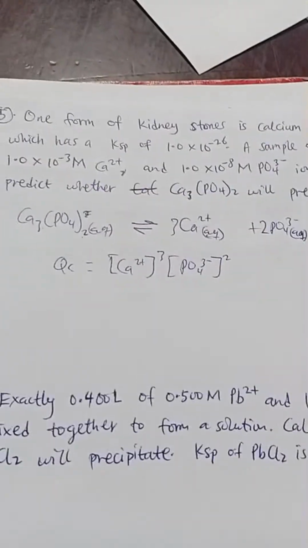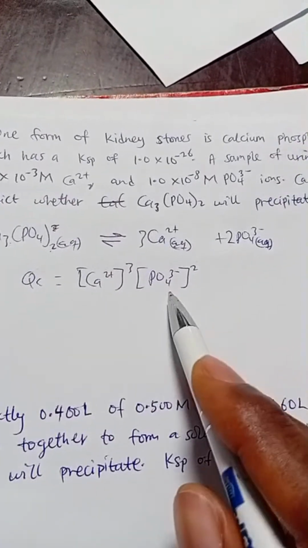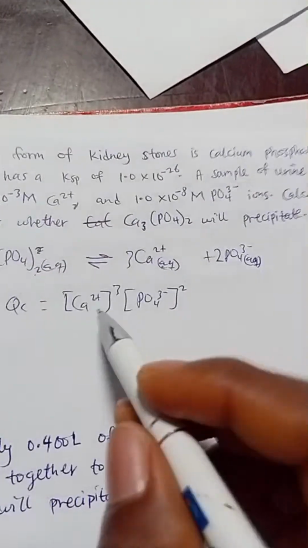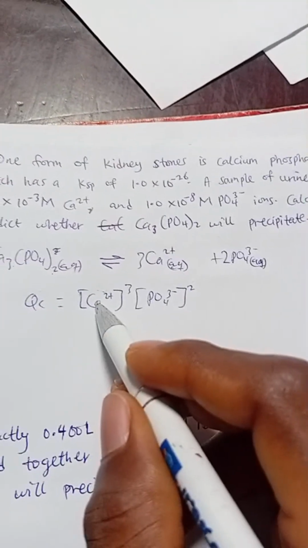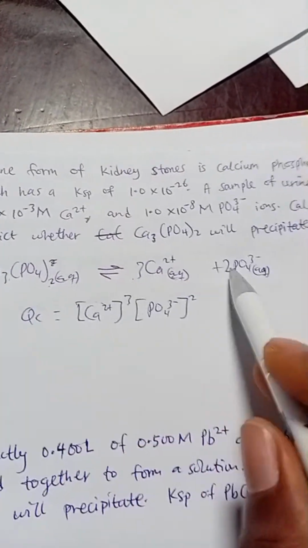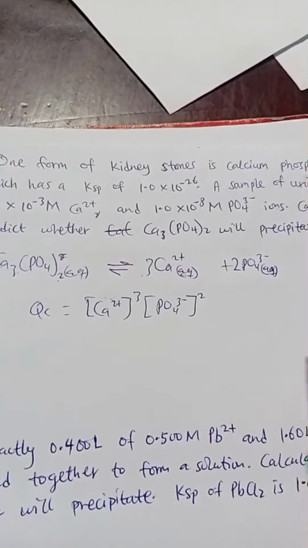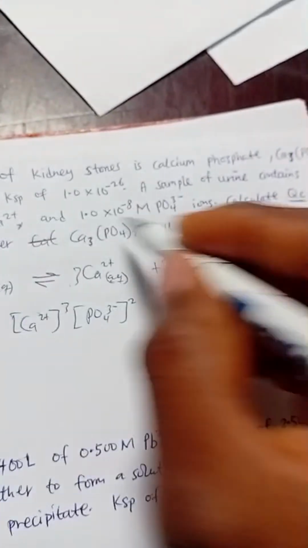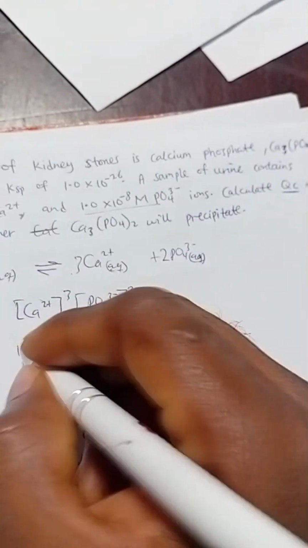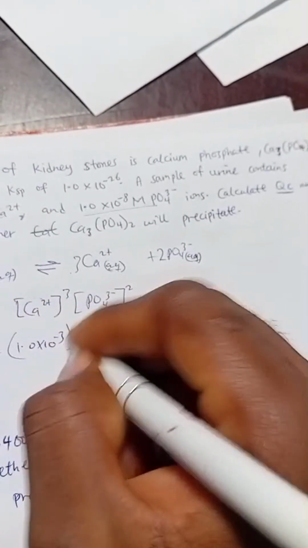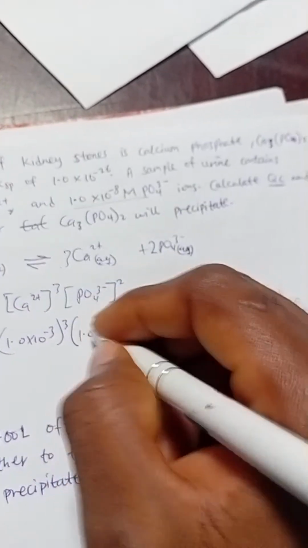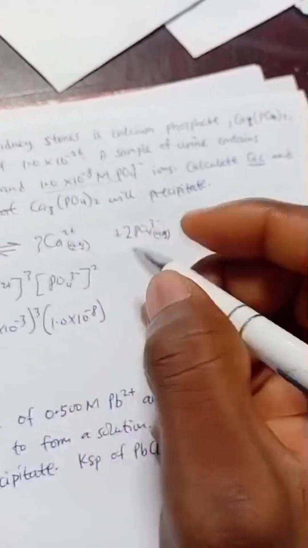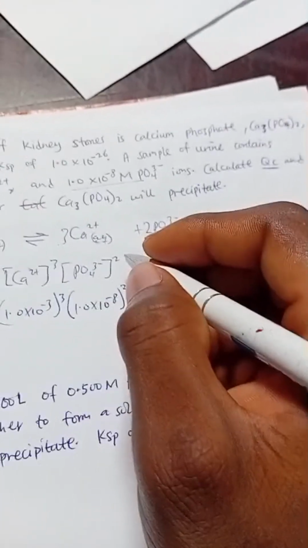Remember I told you that it has the same expression as the KSP expression, but for the KSP expression, the concentrations you are using are your solubilities with respect to their mole ratios. But here you are just using the actual concentrations given to you. That's why it's called ionic product. So your ionic product is going to be 1.0 by 10 to the power minus 3, to the power 3, multiplying 1.0 by 10 to the power minus 8, to the power 2.